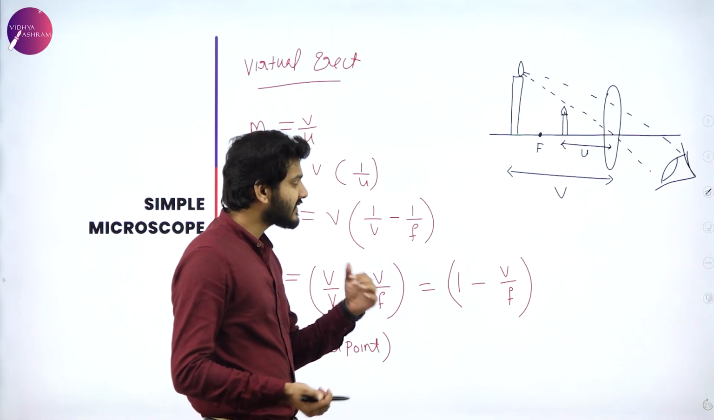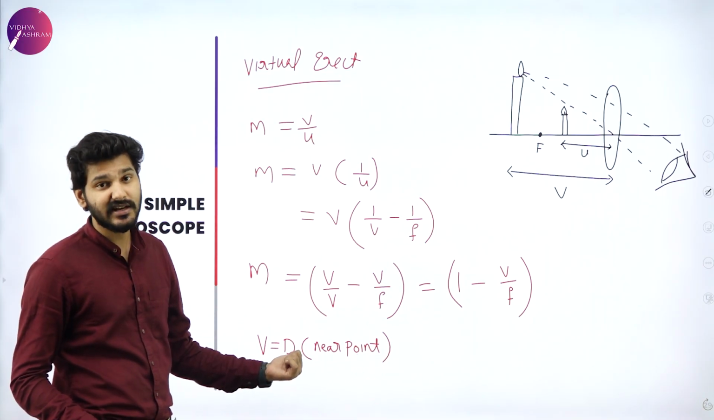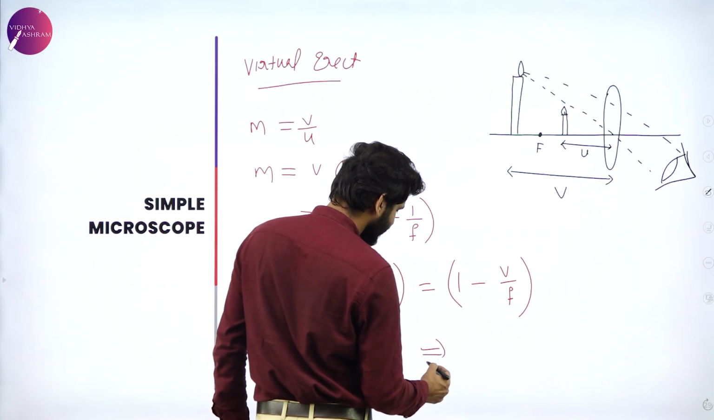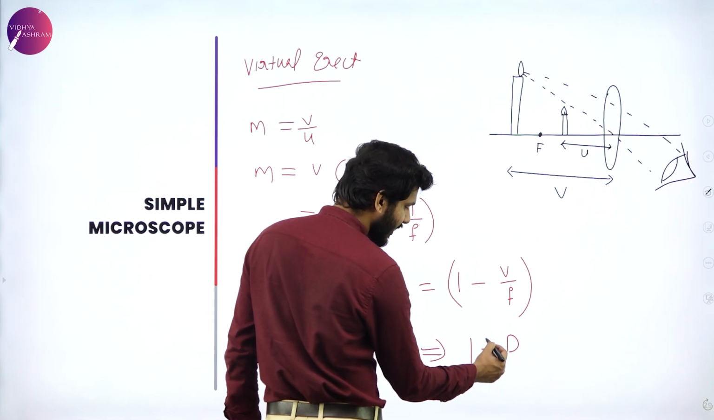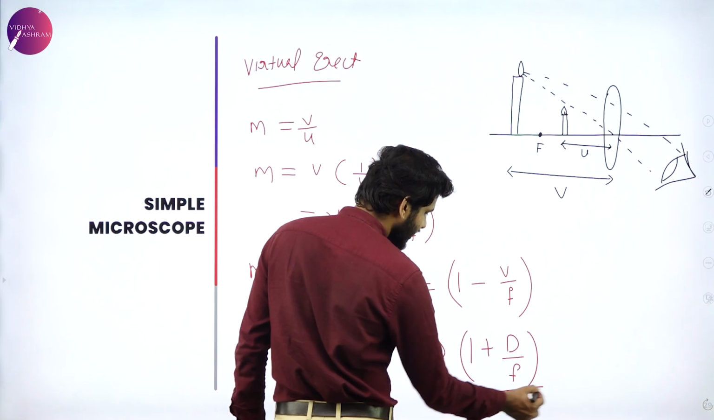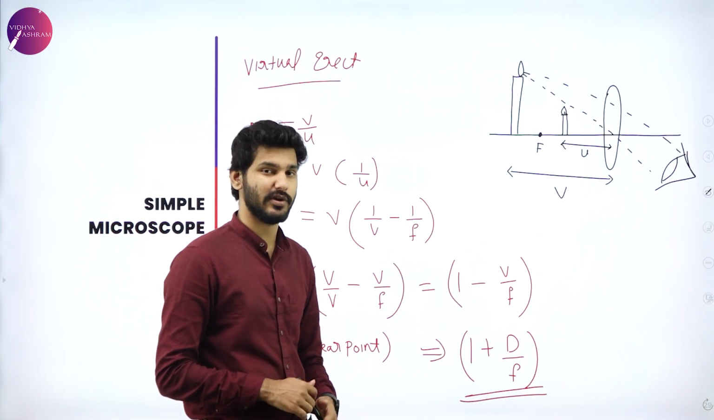So again, since the image is formed on the left hand side and it is formed at the near point, this now transforms into 1 minus, that is minus D by F, that is 1 plus D by F. This is the final equation for the magnification of a simple microscope.